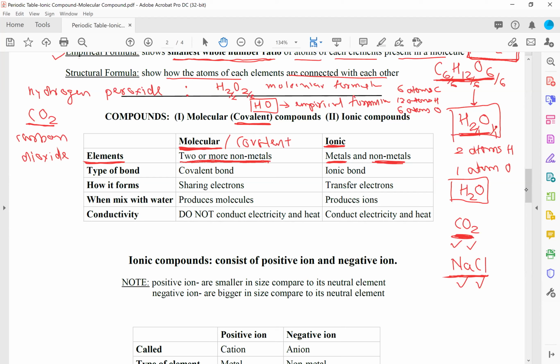Ionic compound, because sodium is a metal and chlorine is a non-metal. Excellent, right? Chlorine is a non-metal, sodium is a metal.